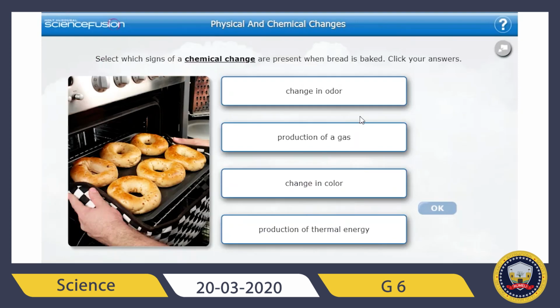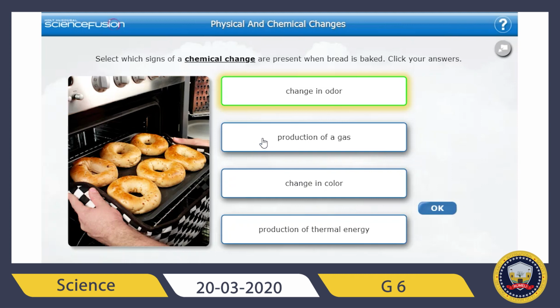We have a question here about the science of chemical change. Let's try to solve it together. It is asking us for the signs of chemical change which are present when bread is baked. So, can we observe a change in odor as a result of baking bread? Of course we can. We can see the odor is completely changing before and after baking bread.